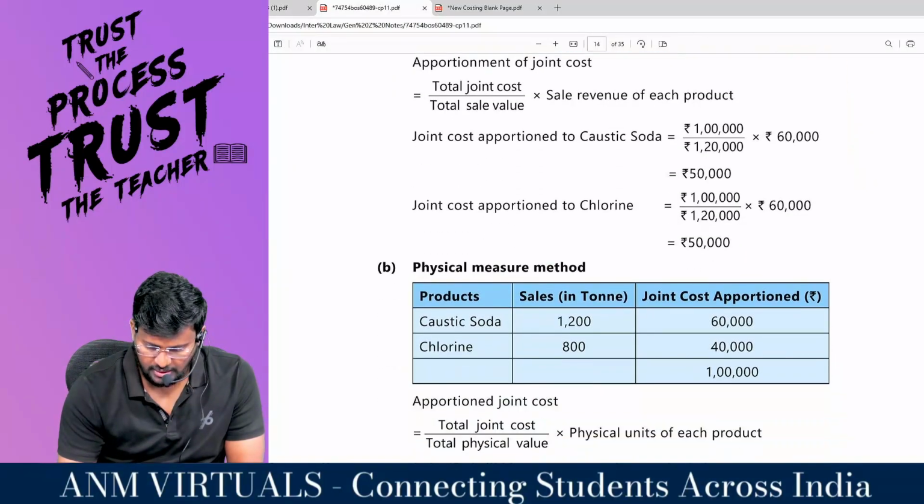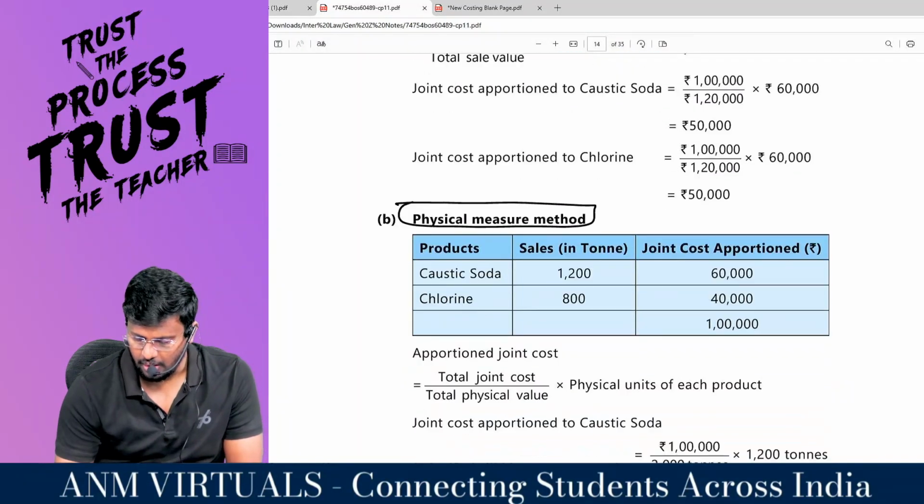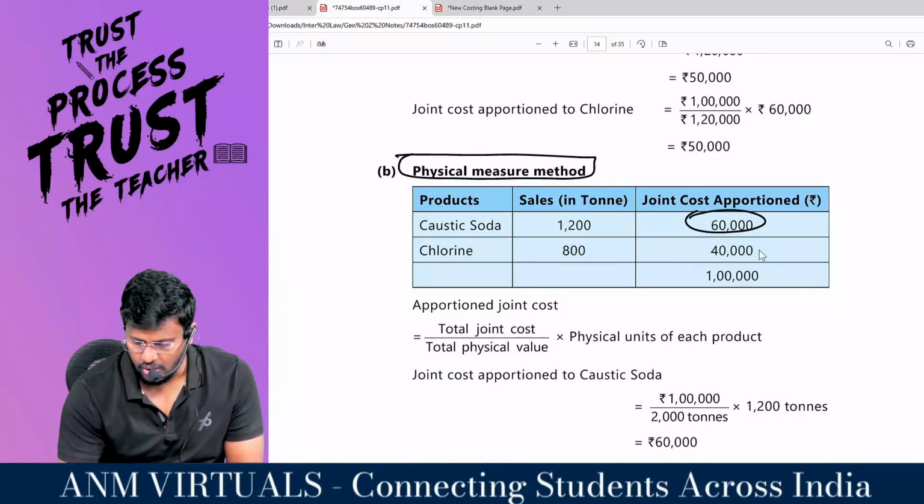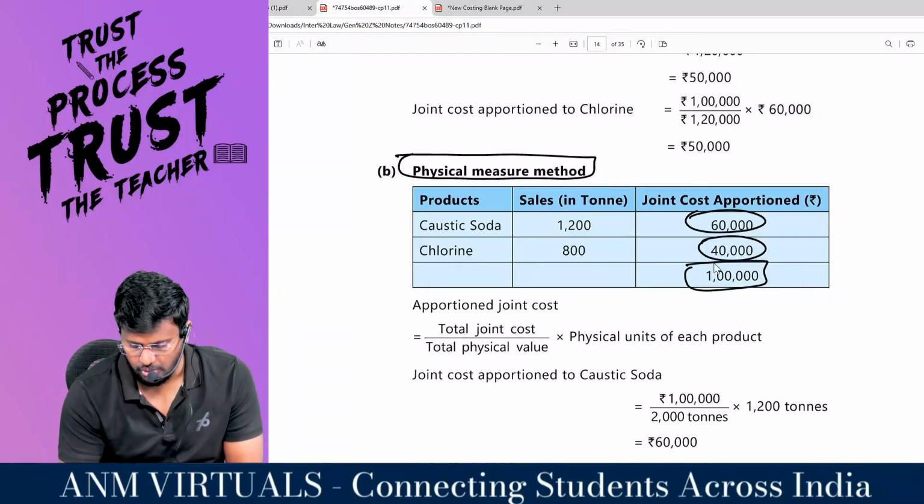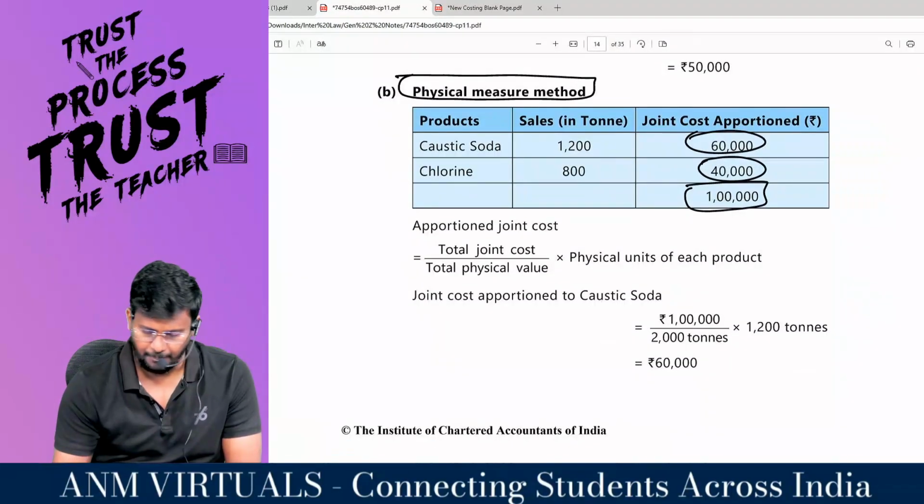Number 2, second one, physical measure method. Total joint cost apportioned 60 and 40. Total comes to how much? 1 lakh. Comfortable, sir? Next method.